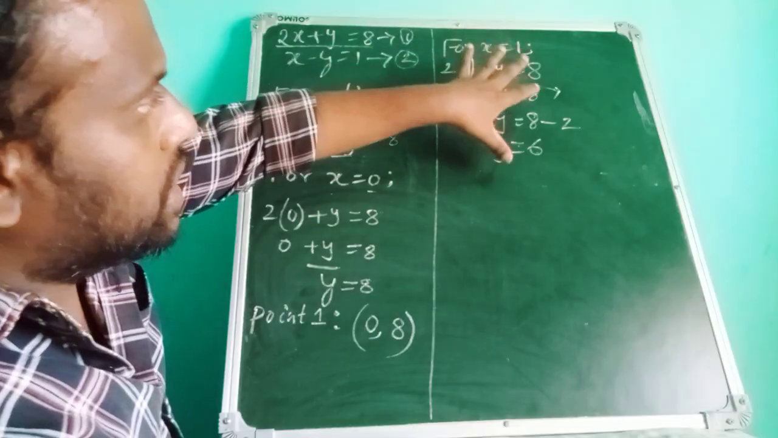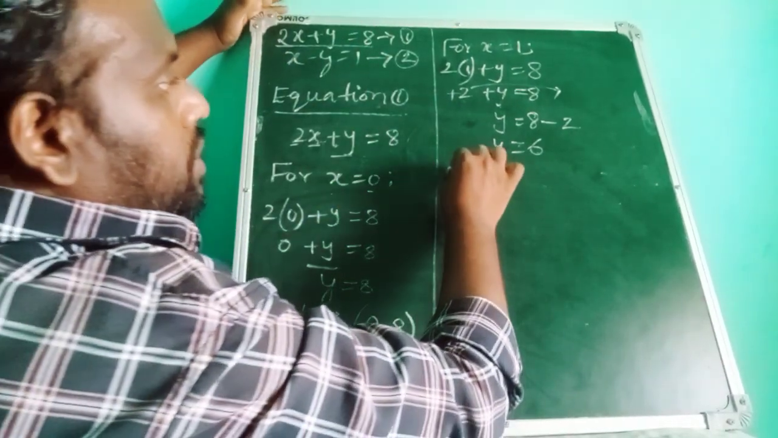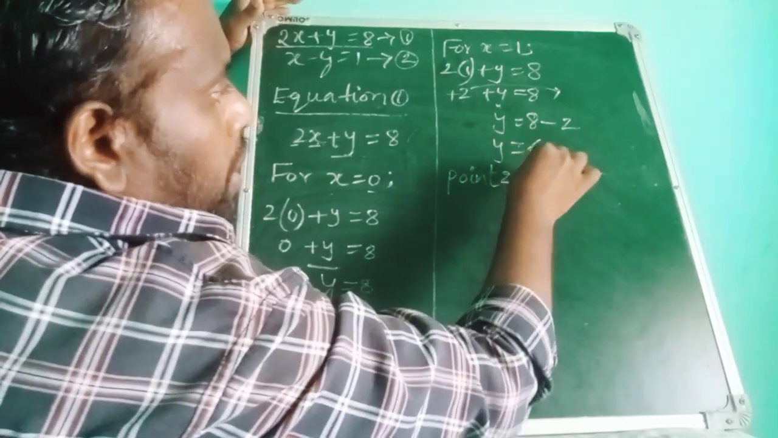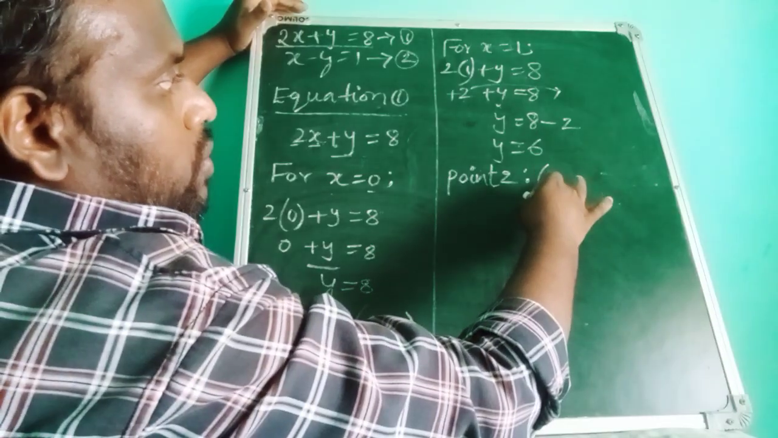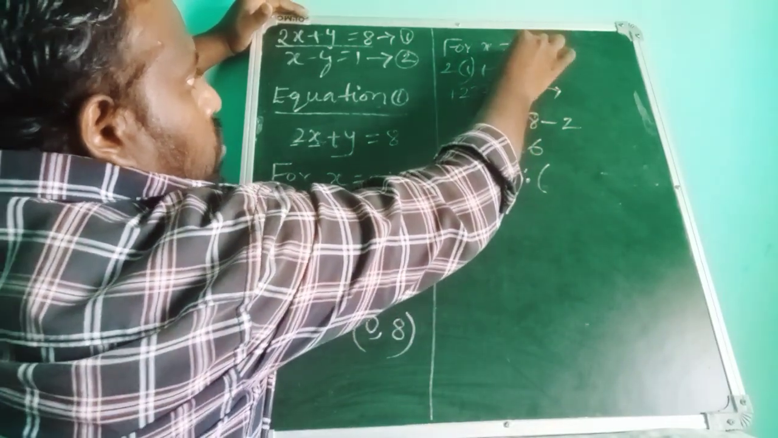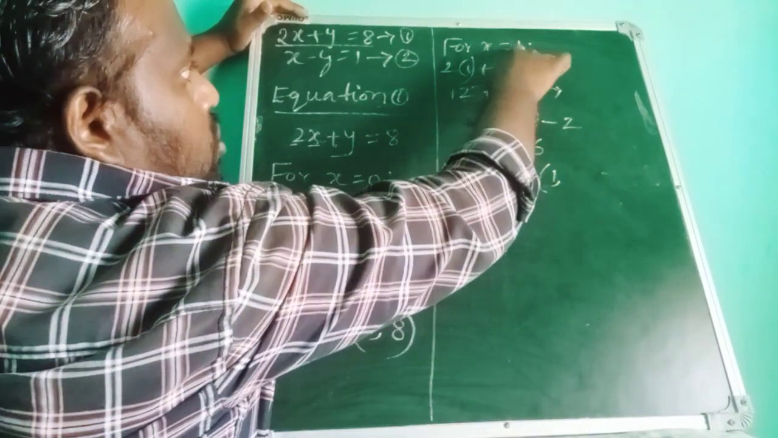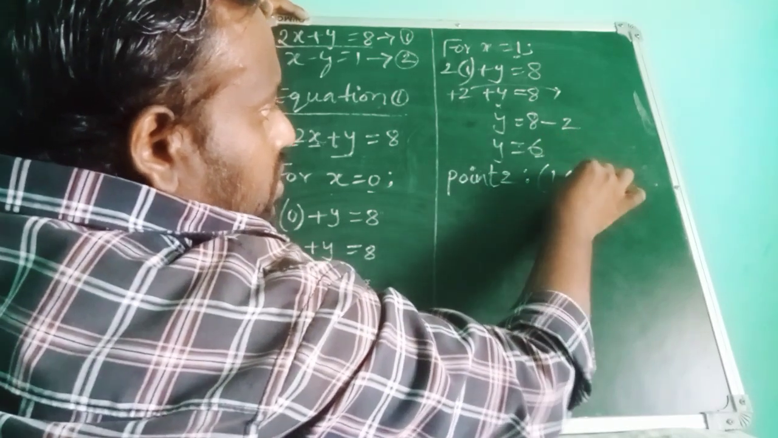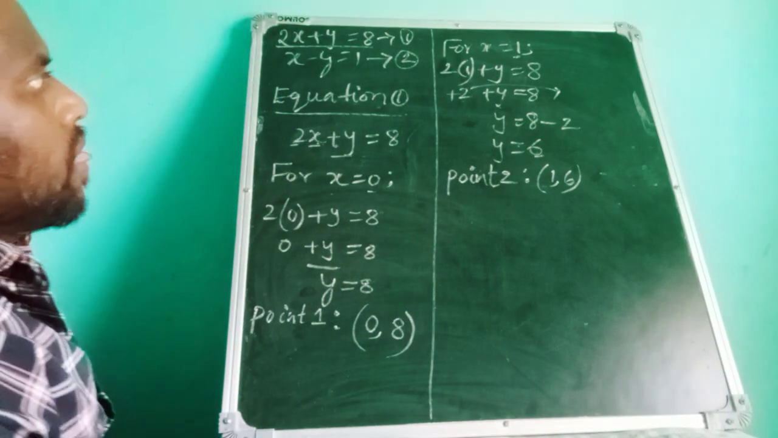So from these calculations we got point 2. What is that? I will write it here. Point 2 is, open the bracket, first write the x value. We got this y value when x is equal to 1. So write this x is 1, comma, for x is equal to 1 we got y is equal to 6. Write this 6 here.